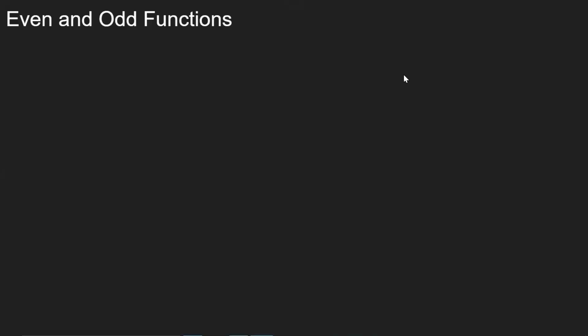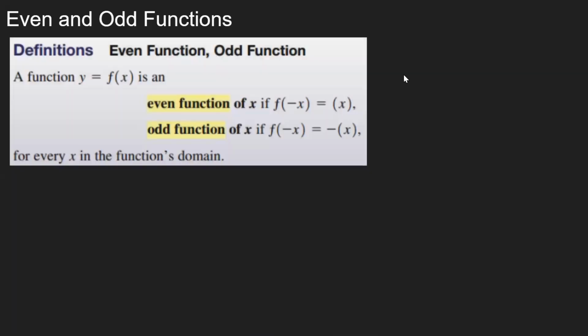All right, guys, in this video, let's talk about some even and odd functions. Here's the textbook definition: a function y equals f of x is an even function of x if f of negative x equals f of x. And it's an odd function if f of negative x equals negative f of x.